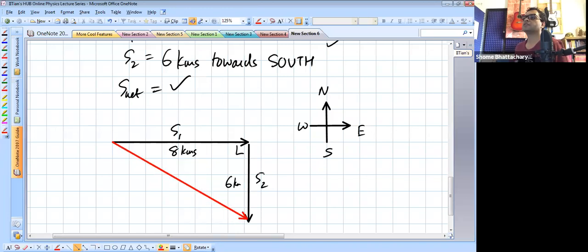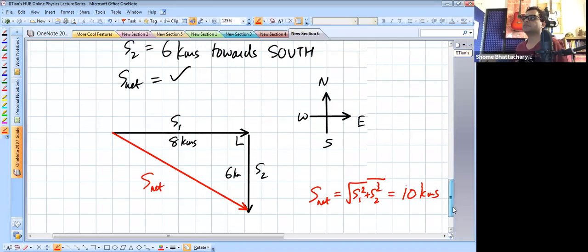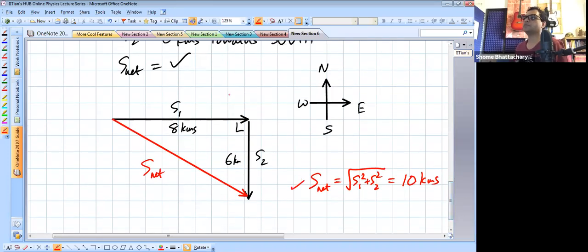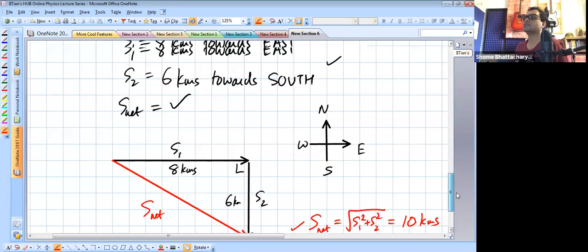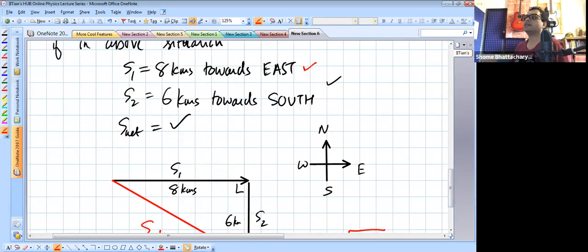So you can see that just using simple geometry, I can now predict that my net displacement, at least in terms of magnitude, is going to be square root of S1 square plus S2 square. So that over here is going to be 10 kilometers, because the hypotenuse of 8 and 6, all of you know, is 10. This is known because what is given to me additionally is the direction. I've given you the direction of the individual displacements. So that is playing a role over here.